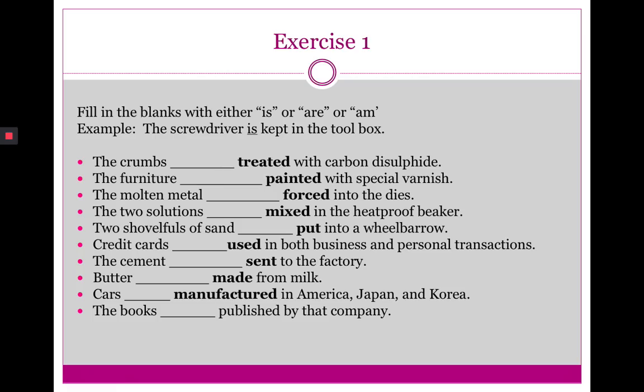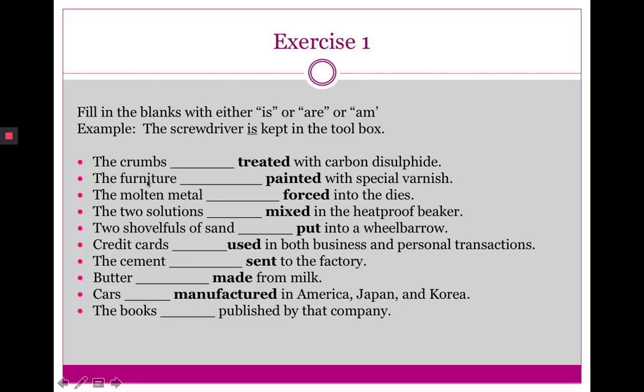All right. So exercise. Fill in the blanks with either is or are or am. Okay, so you must identify whether to put is or are or am. Right? So number one, the crumbs. What do you think the answer? I think it should be are, right? The crumbs are treated with carbon disulfide. Okay, because it's plural, are treated.